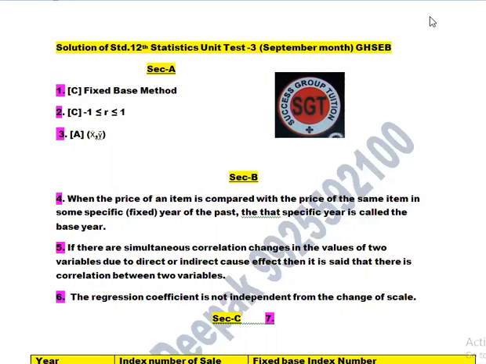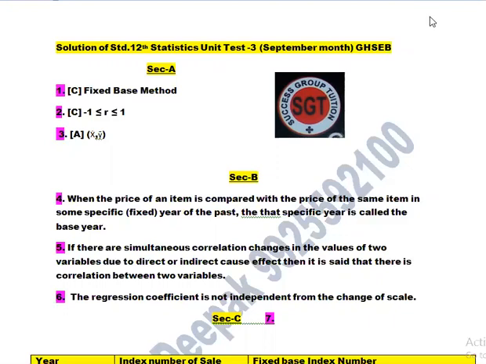Section B. Fourth question, what is base year? When the price of an item is compared with the price of the same item in some specific fixed year of the past, that specific year is called the base year. Fifth, define correlation. If there are simultaneous changes in the values of the two variables due to a direct or indirect cause-effect relation, then it is said that there is a correlation between the two variables.